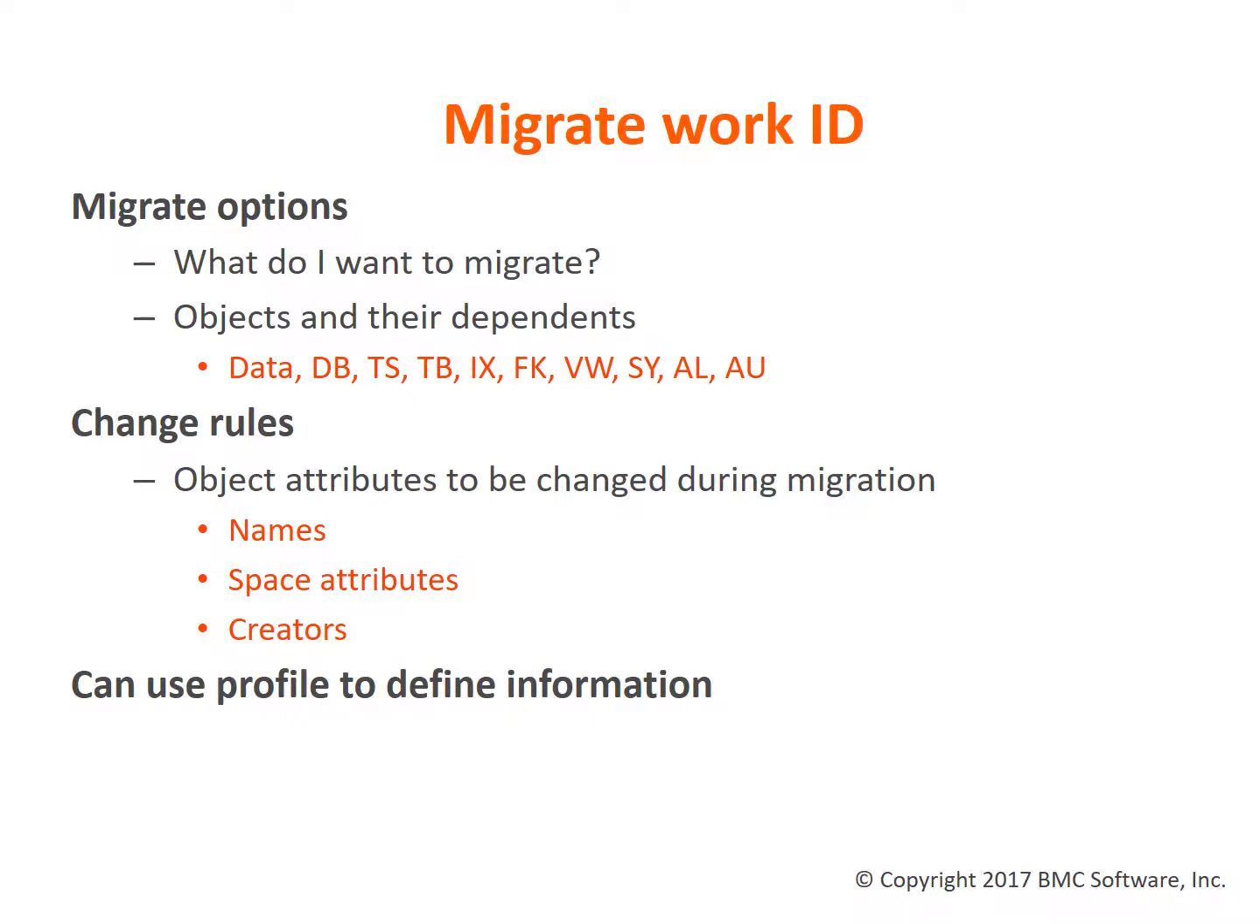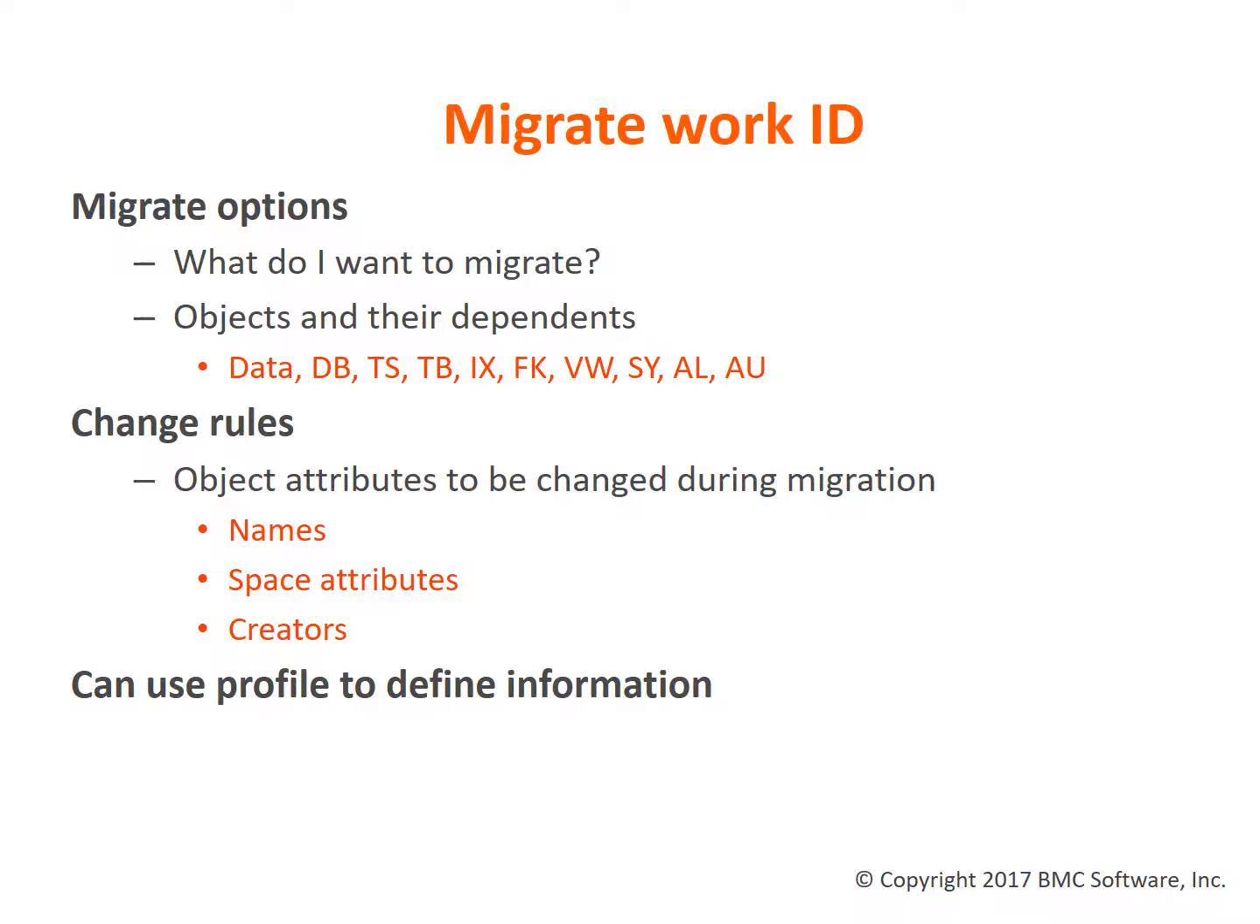For Migrate Work IDs, you will have the option to set the scope and any change rules you would like to use for this project. The scope identifies what objects you want to include in the migration. Change rules allow you to automatically change object attributes during analysis. If you need to use these change rules multiple times, it would be beneficial to use a Migrate profile, which is discussed in another quick course.